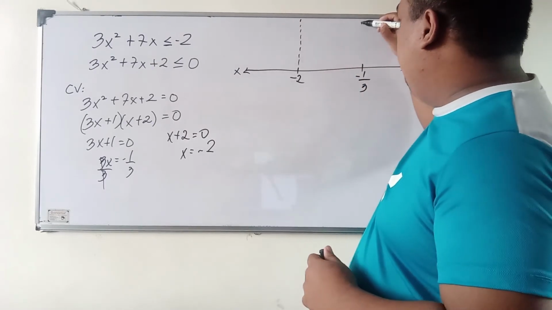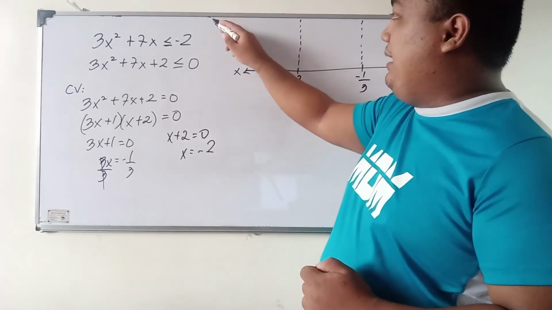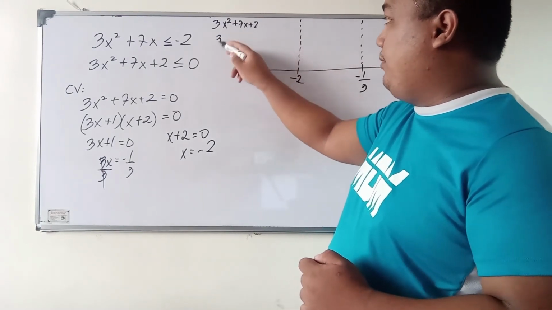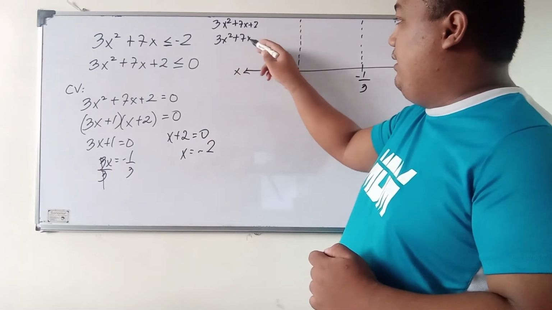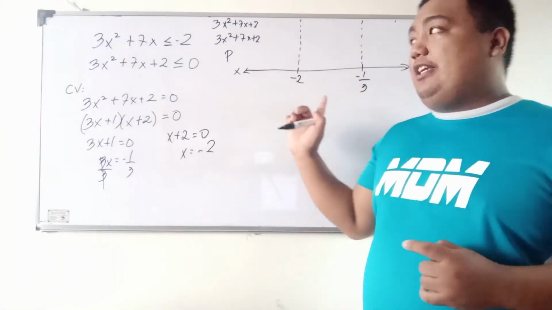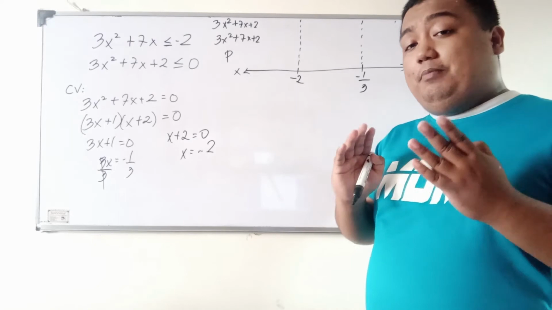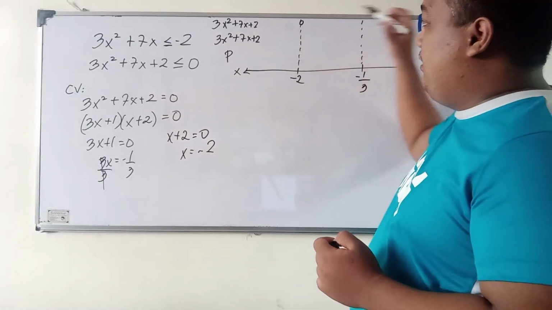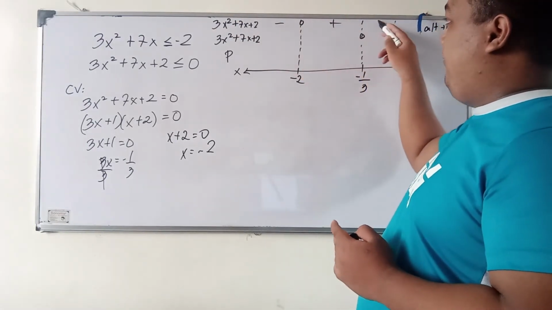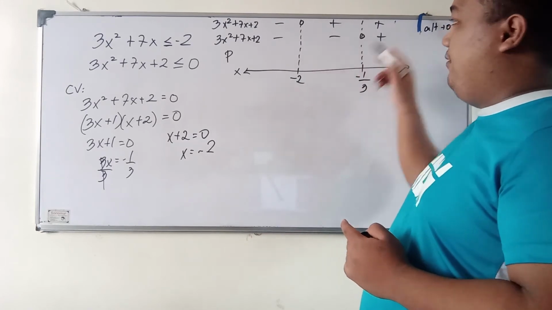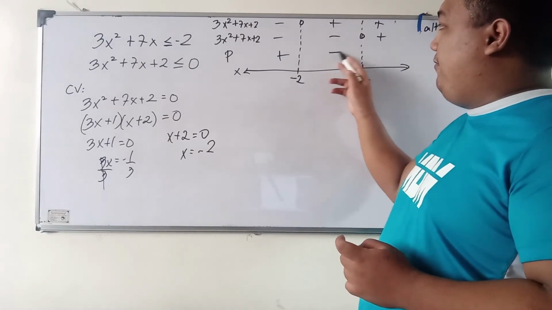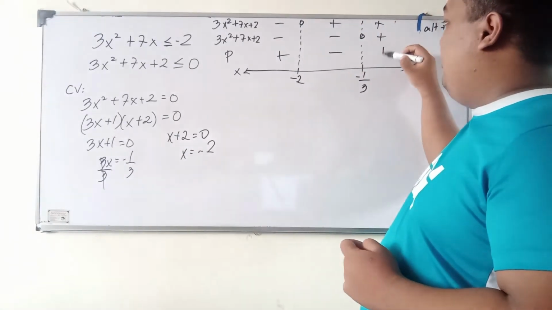So, here it is. Isulat natin na 2 beses ang ating equation. 3x squared plus 7x plus 2. 3x squared plus 7x plus 2. Then, our p, as in product. So, at -2 and -1/3, 3x squared plus 7x plus 2 will become 0. So, 0 dito, 0 dito. So, again, negative, positive, no? Negative, positive, negative, positive. The negative divided by negative, positive. Positive divided by negative, negative. Positive divided by positive, positive.